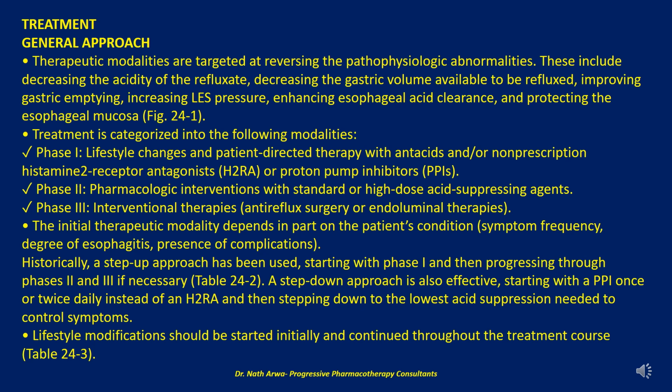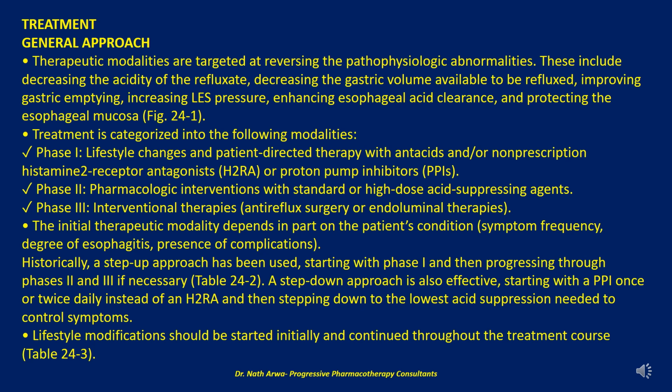2. Treatment is categorized into the following modalities. A. Phase 1. Lifestyle changes and patient-directed therapy with antacids and/or non-prescription histamine 2 receptor antagonists, abbreviated as H2-RA, or proton pump inhibitors, abbreviated as PPIs. B. Phase 2. Pharmacologic interventions with standard or high-dose acid-suppressing agents. C. Phase 3. Interventional therapies, anti-reflux surgery or endoluminal therapies.